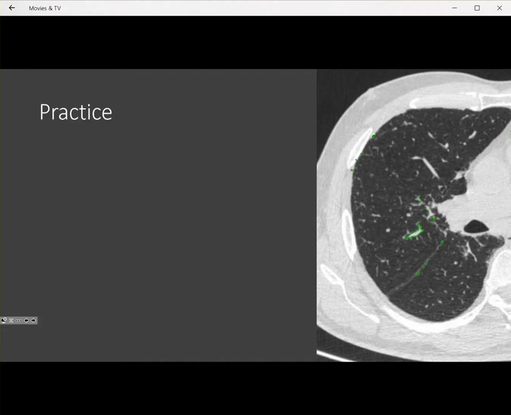So again, we have nodules. They're involved in the fissural surfaces, they're involved in the pleural surfaces, and they're clustered along a distribution. Therefore, we must be looking at perilymphatic nodules. So this again is a case of perilymphatic micronodules.